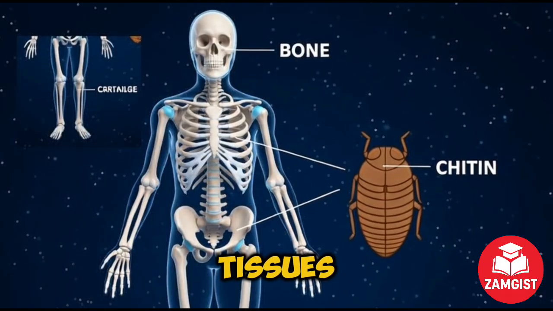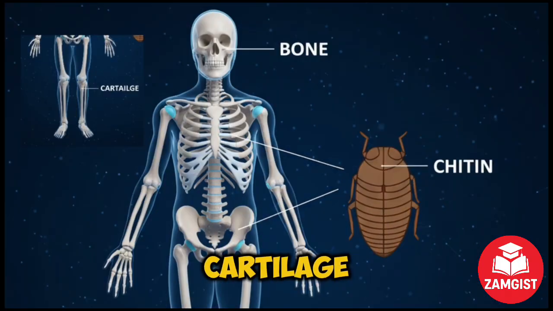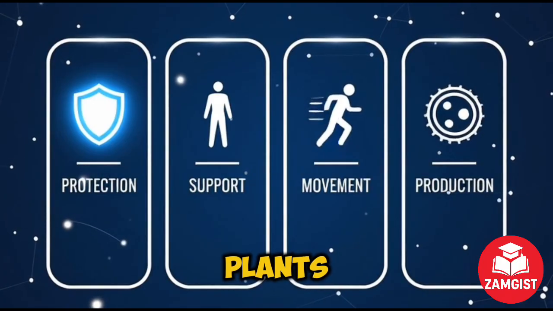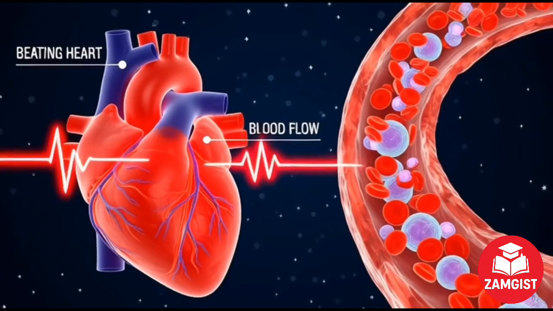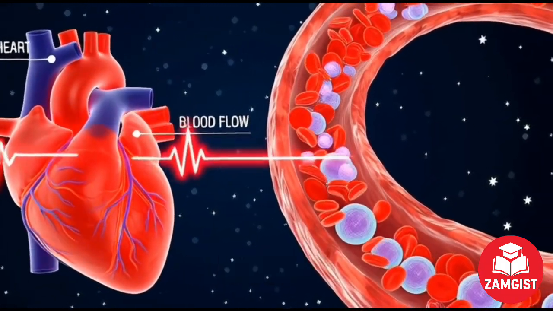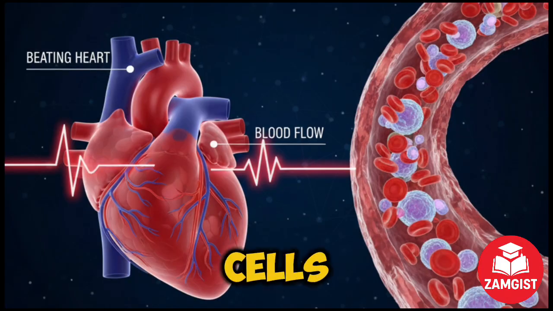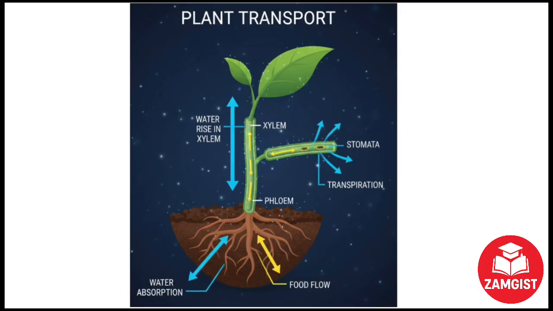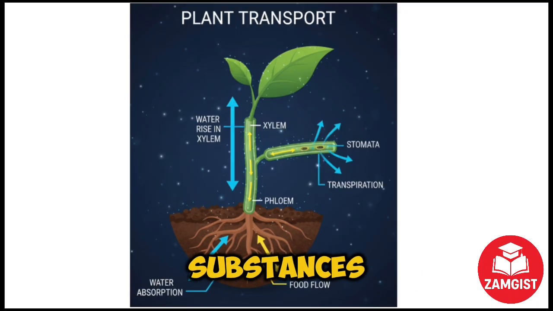The next area is tissues, support, and transport. In animals, you should know about bones, cartilage, and chitin. Functions of the skeleton include support, protection, movement, and production of blood cells. In plants, supporting tissues include parenchyma, collenchyma, xylem, and sclerenchyma. In animals, transport involves the heart, blood vessels such as arteries, veins, and capillaries, and the blood itself with red cells, white cells, plasma, and platelets. In plants, transport covers water uptake from soil, transpiration through stomata, and translocation of food substances through the phloem.